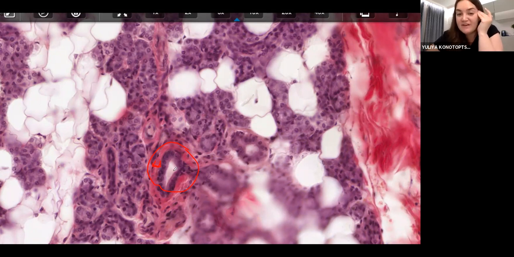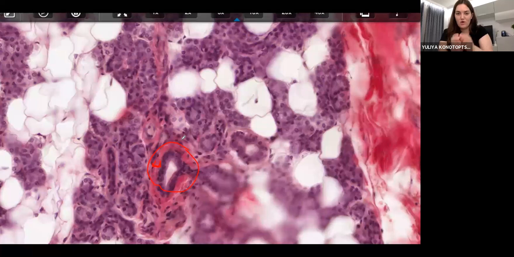So why is it my favorite? Because we caught one duct that is transitioning right now. It is actively passing from striated to the intralobular excretory one. It's right in the transition. If we follow this duct 1 millimeter more, it will already be the normal excretory intralobular one.